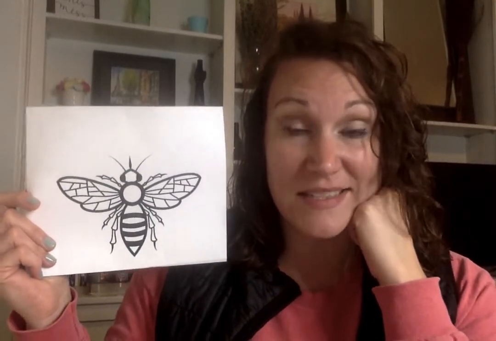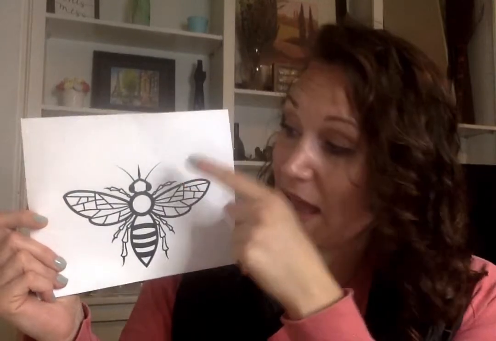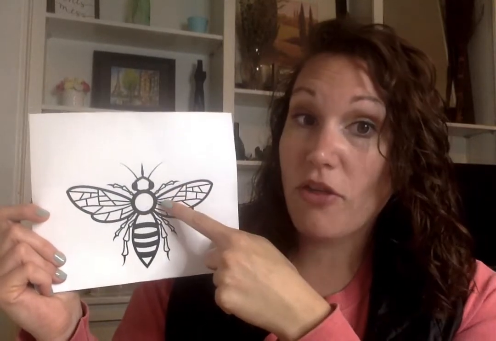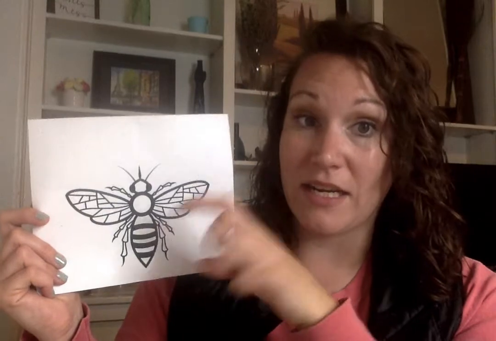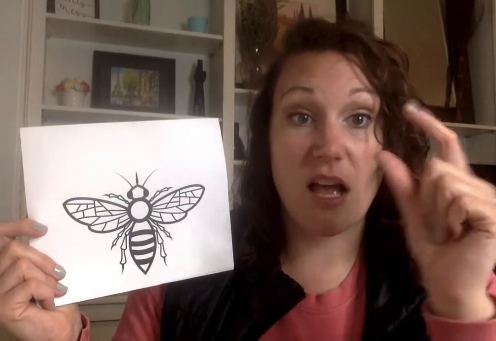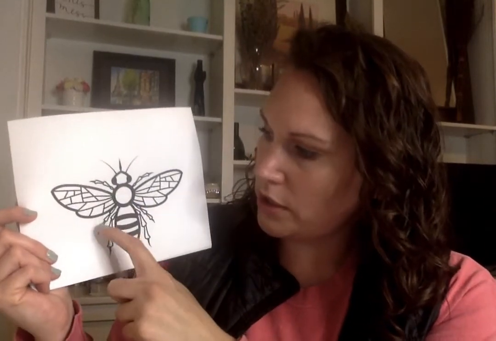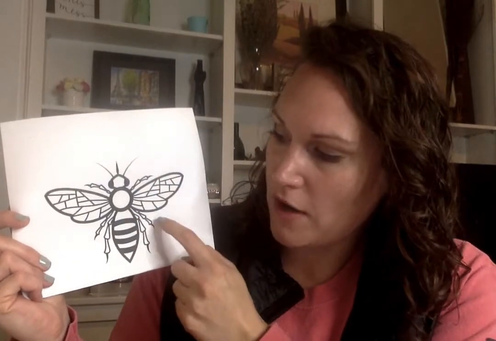So we will know if a bug is an insect by those body parts. It will have a head, a thorax, and an abdomen. It has 3 parts of its center body. Then it will have 6 legs. So let's count the legs of this bumblebee to make sure it has 6. 1, 2, 3, 4, 5, 6.